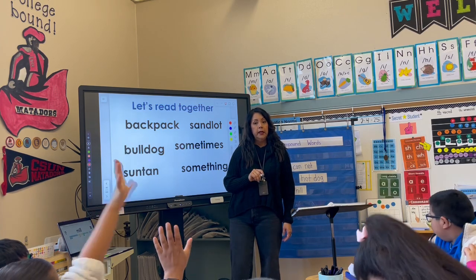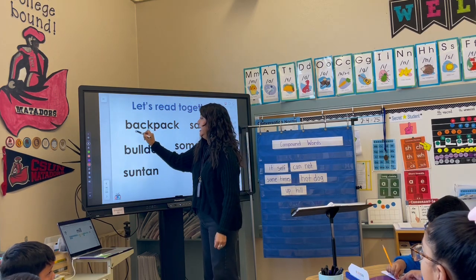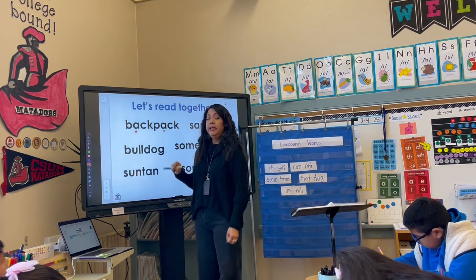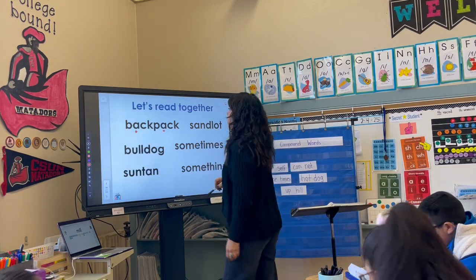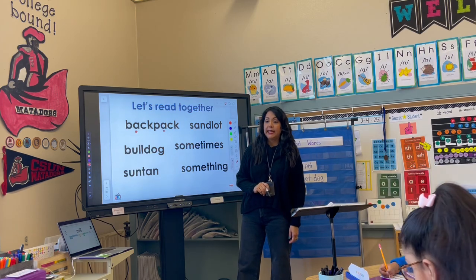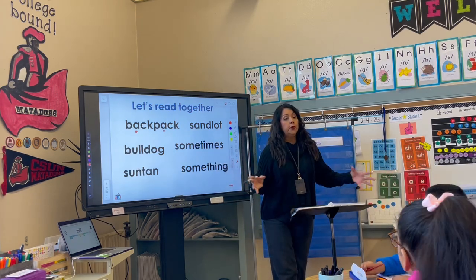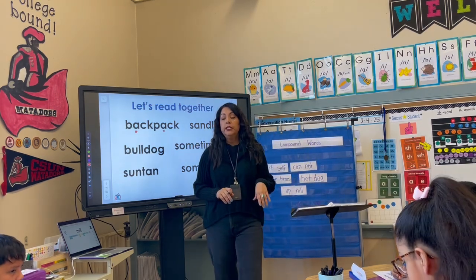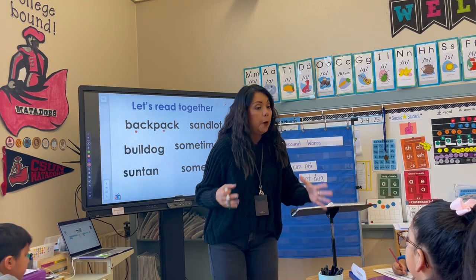Anybody? How many vowels, Arturo? 2. 2. We see the A, color it in, and we see the A. That means that this is a 2-syllable word. Who can tell me what is the first syllable in this word? Yes. Back. What is the second syllable in this word? Pack. And when you join it together, what does the word say? Backpack.